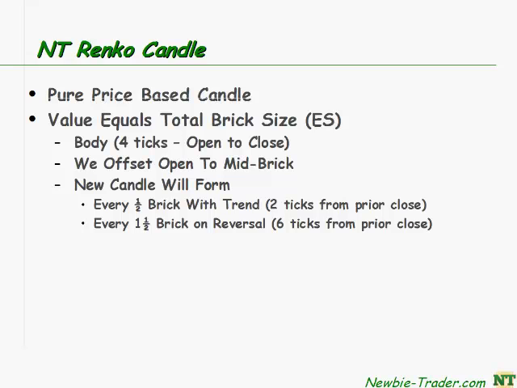And on crude oil and gold and some of these other markets that are a little more volatile, we use a 6-tick body. And with a 6-tick body, half that brick, or 3 ticks, would be a new brick every time the market was trending, and 9 ticks on a reversal. It'll make more sense here when you actually see the charts. So what we do by using this type of charting mechanism is remove time from the equation altogether.